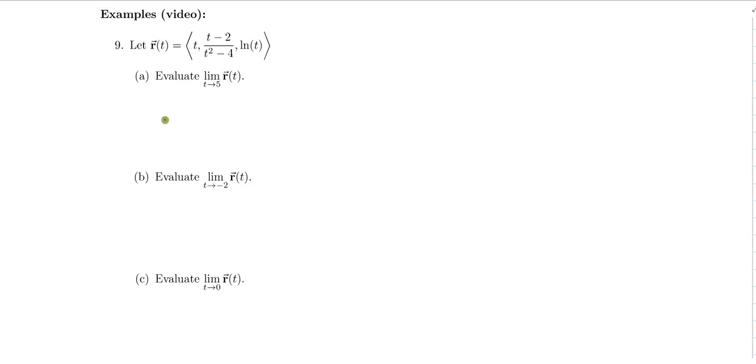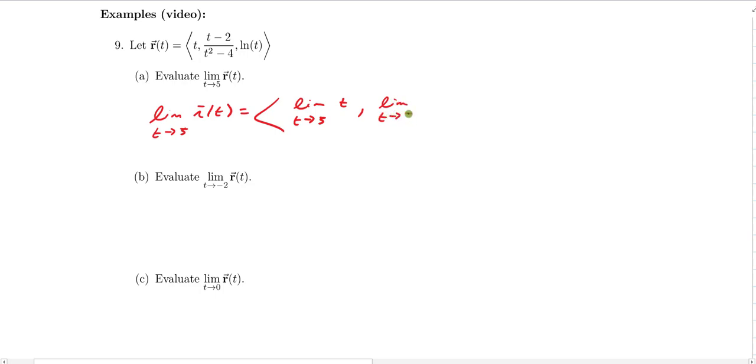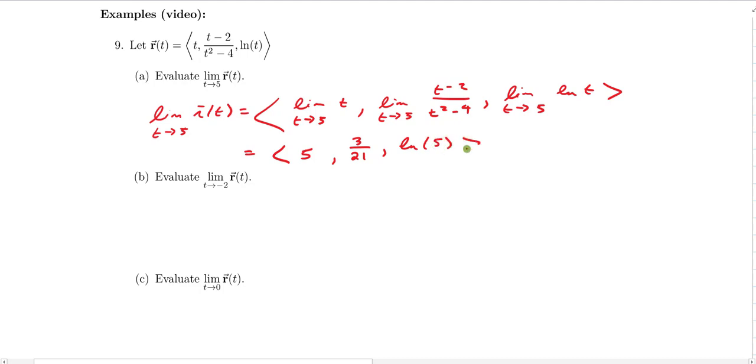If we're asked to evaluate this limit here, we've got the limit as t is approaching 5 of the function r of t. And so what we just said by that big result is that's equal to the limit as t approaches 5 of t in that first coordinate function, the limit as t approaches 5 of (t minus 2) over (t squared minus 4) in that second component, and the limit as t approaches 5 of the natural log of t in that third component. And then we can evaluate each one of those limits using one variable calculus, and so that's just 5, that would be 3/21, and that would be the natural log of 5. And there we've evaluated that.